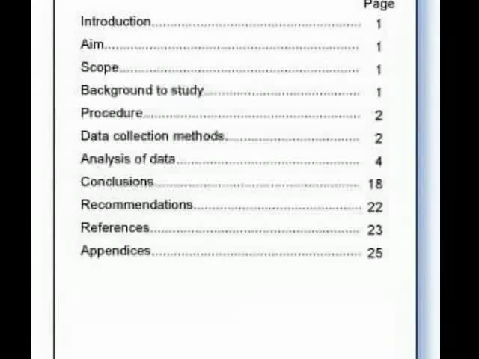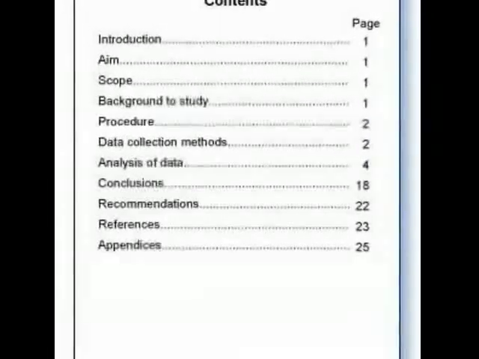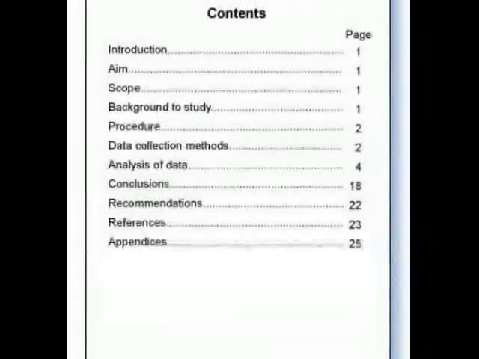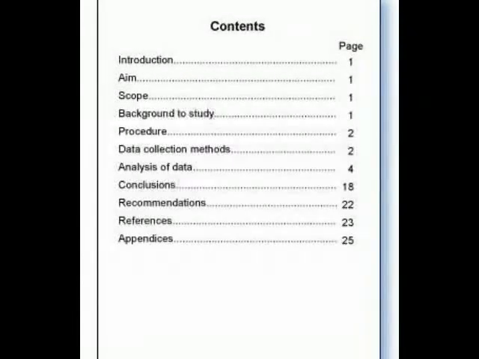The contents page includes the page numbers of each section in the report. It does not include the title page or abstract. These are attached to the report before the contents page.